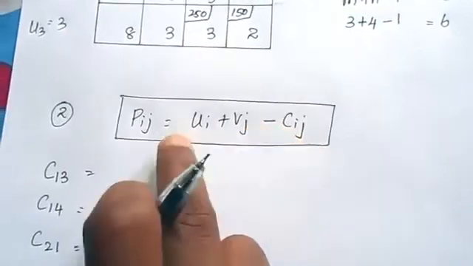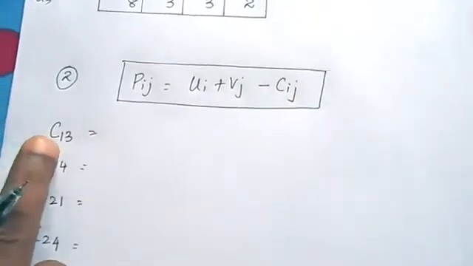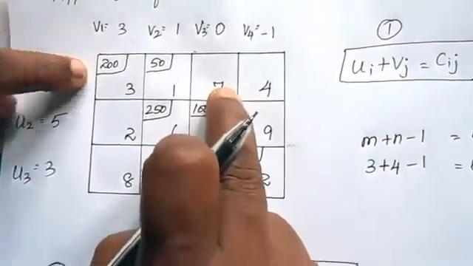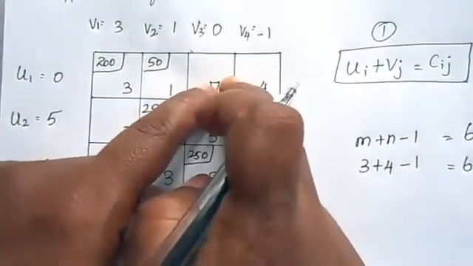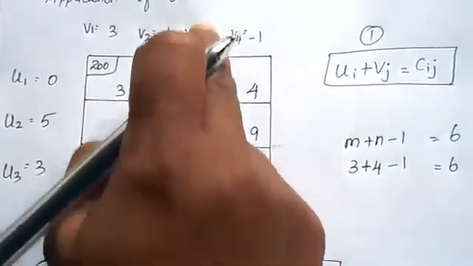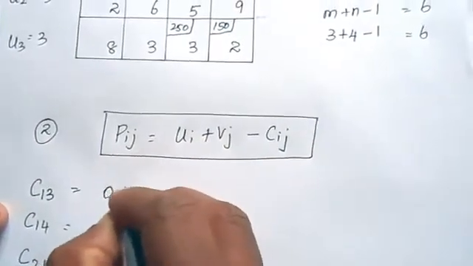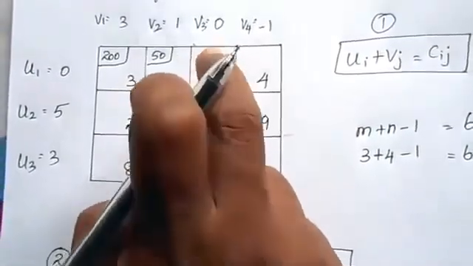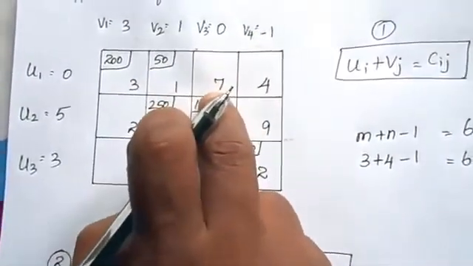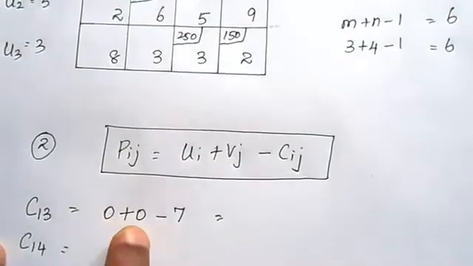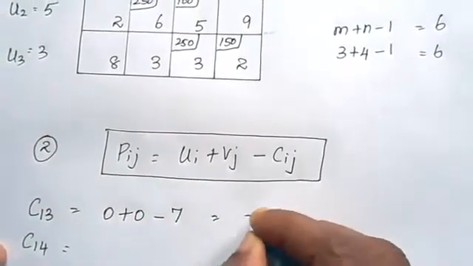Okay, now let us see how I am going to apply this formula. So look at the first one, 1, 3. So 1, 3 represents first row, third column. For this cell, what is U and what is V value? U1 is 0, V value also 0. So what is the formula? U plus V, that is 0 plus 0 minus Cij. Cij means cost of that particular cell. The cell cost is 7.